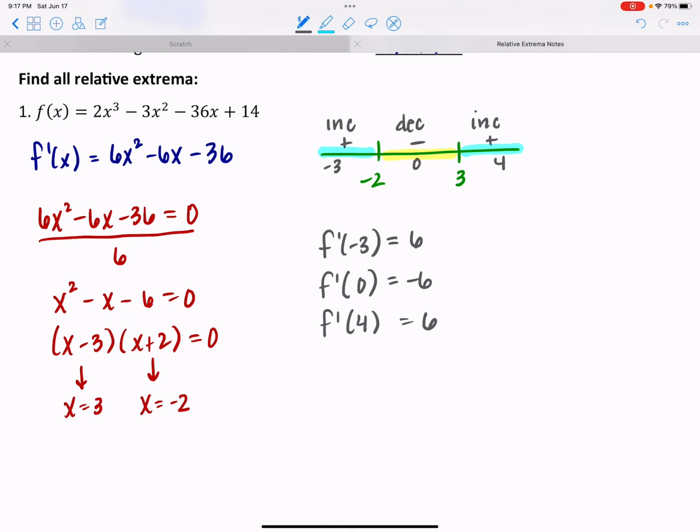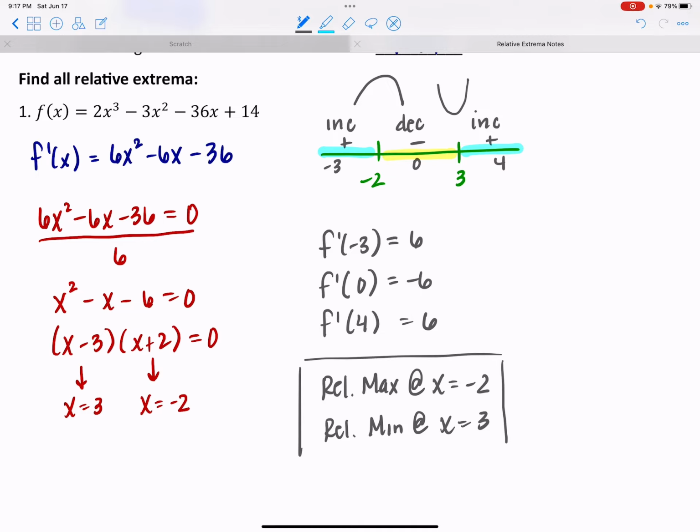So again, increasing to decreasing, that means I have a maximum. So I have a relative maximum, we will say at x equals -2. And then in this one, I'm going from decreasing to increasing, which means I have a relative minimum at x equals 3. And there's the algebra that we need to find those relative extrema.